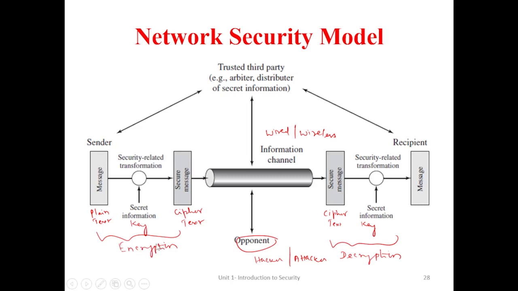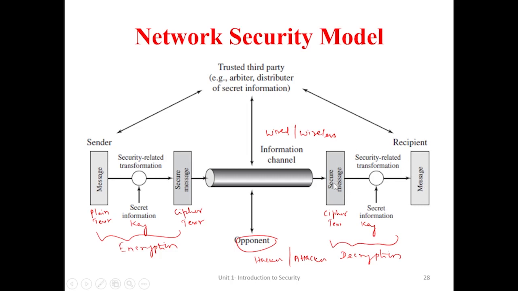So we should assume that encryption is done at sender side. And that secured message is transferred through an information channel, which may be a wired medium or a wireless medium. And at the receiver side, the secure message is received by the receiver. But the original message cannot be identified from the secured message by the receiver. So there is a need of converting that secured message into an original message.